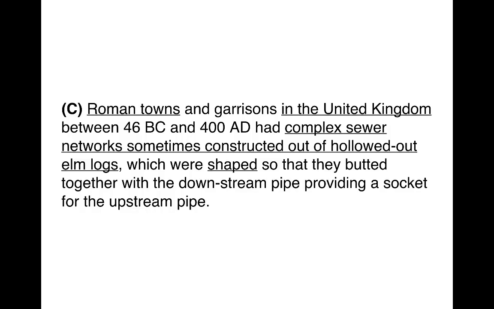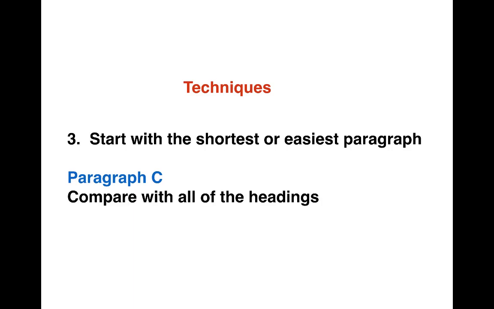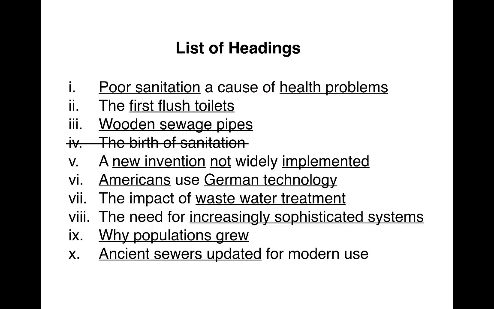So if we summarise what this paragraph is about, it's about Roman towns in the UK, their sewer networks and what they're made out of, elm logs, and the shape of them. Technique, start with the shortest paragraph, which was paragraph C, compare with all of the headings. So now we compare with the headings. Poor sanitation health problems? No. First flush toilets? No. Wooden sewage pipes?